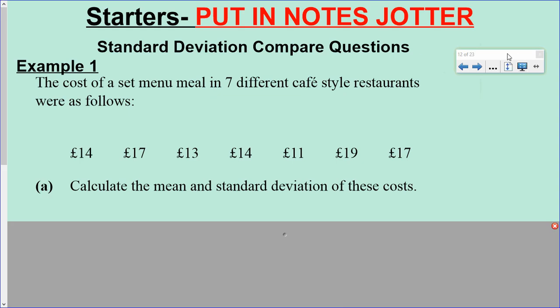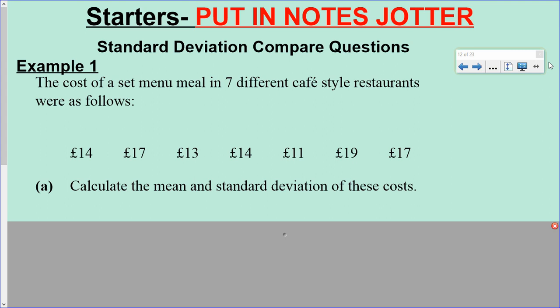Hi guys, so we're into our third lesson of standard deviation, which is our compare questions that we're going to have a look at. Now you'll notice here in our starter, I've put in capital letters, in red and in bold, "put in your notes jotted". It's just so that we can do the starter and then actually use that in our notes for the part B. So I want you to pause here and actually give it a go yourself.